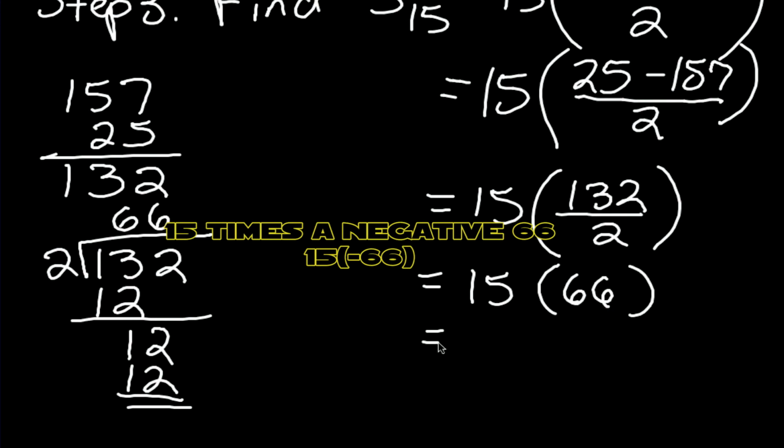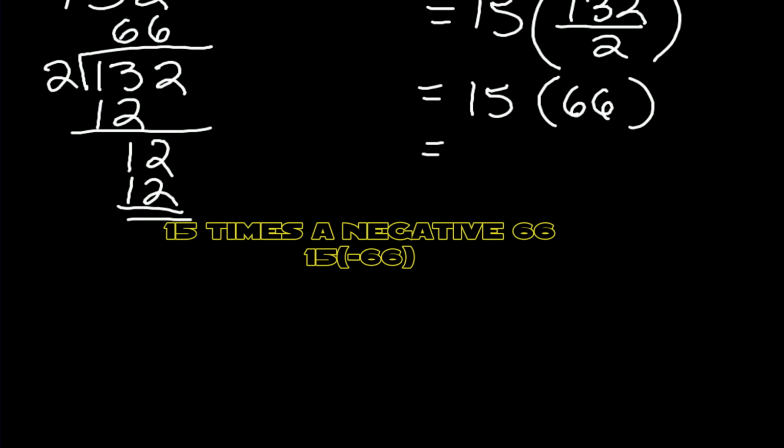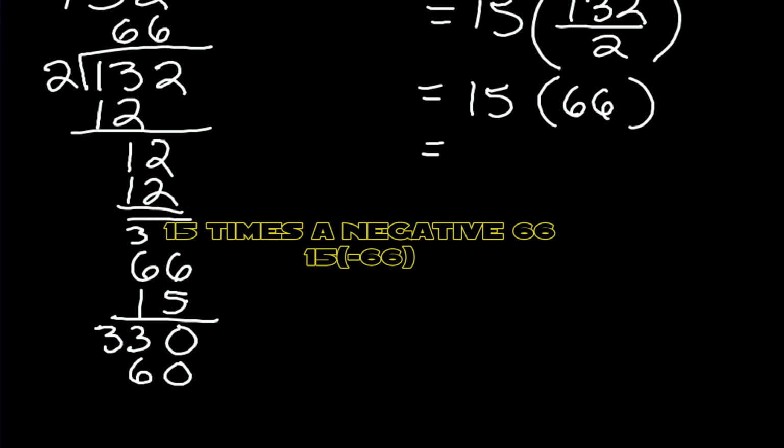And then to find the answer to that, we'll come over here to the side. We'll multiply that out. Again, you could use a calculator if you've got a calculator. So 66 times 15. 6 times 5 is 30. Carry the 3. 5 times 6 is 30 plus 3 is 33. 0 for a placeholder. 1 times 6 is 6. 1 times 6 is 6. So that's going to give me 0. 6 and 3 is 9. 6 and 3 is 9.